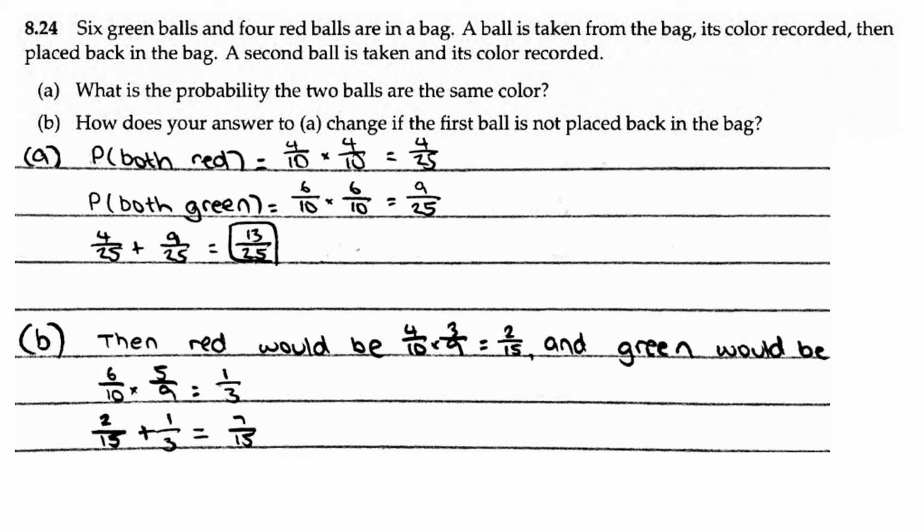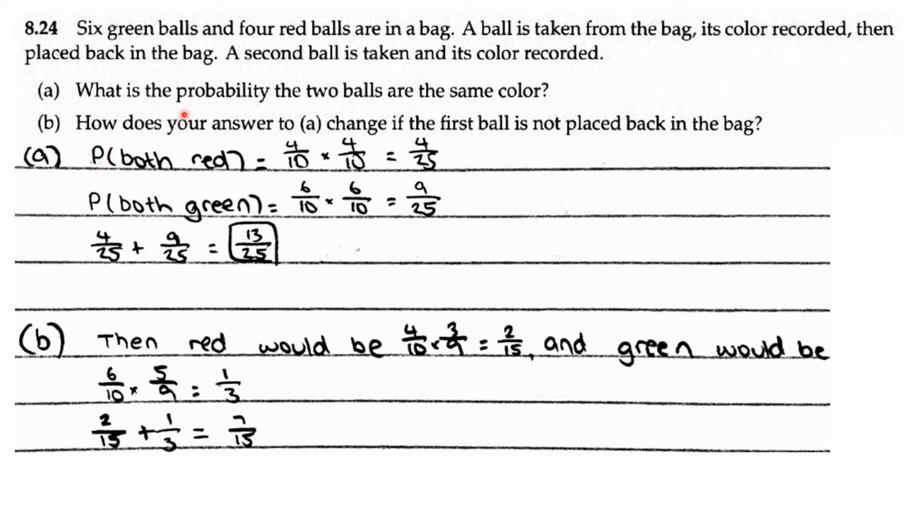AoPS counting and probability 8.24. 6 green balls and 4 red balls are in a bag. A ball is taken from the bag, its color recorded, then placed back in the bag. A second ball is taken and its color is recorded. A. What is the probability that the two balls are the same color? B. How does your answer to A change if the first ball is not placed back in the bag?